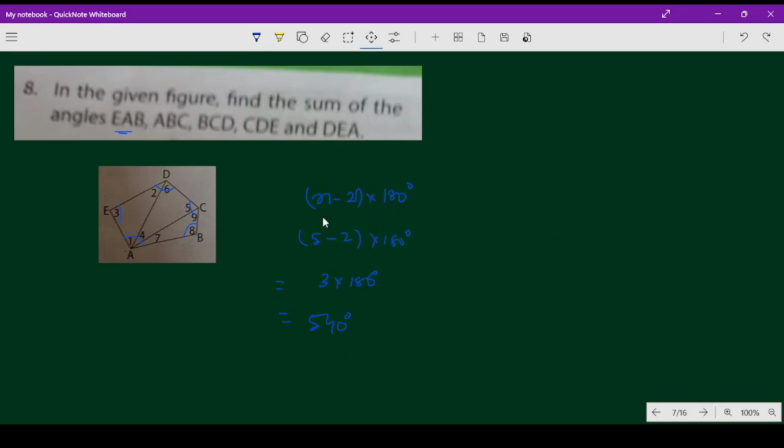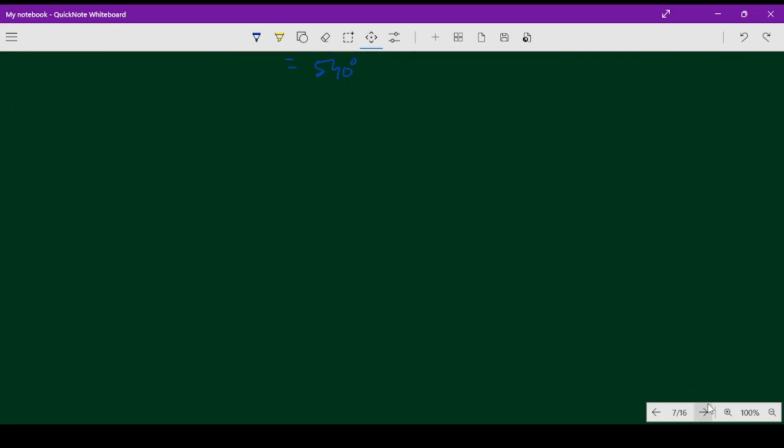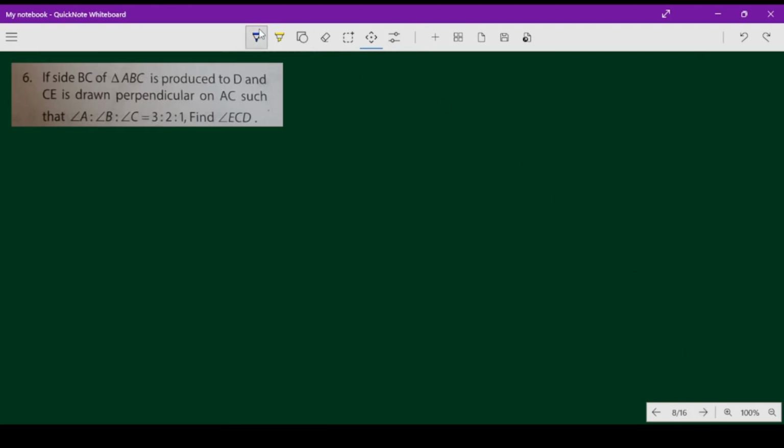So let's move to another question based on the inequalities of triangle. Here we are given that side BC of triangle ABC is produced to D, and CE is drawn perpendicular on side AC such that the angles of triangle ABC are in a given ratio. Then we need to find the angle ECD. So first let's draw the triangle ABC.